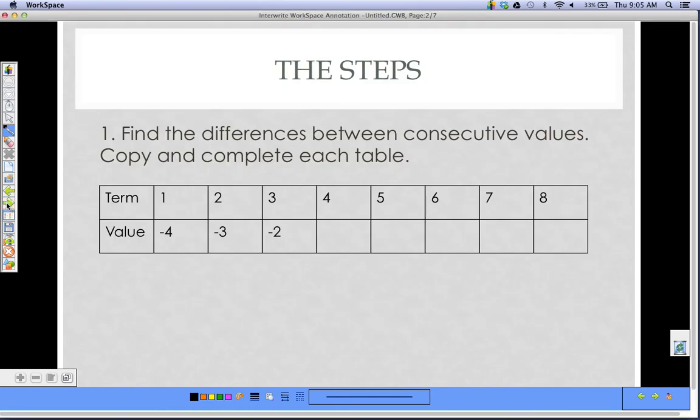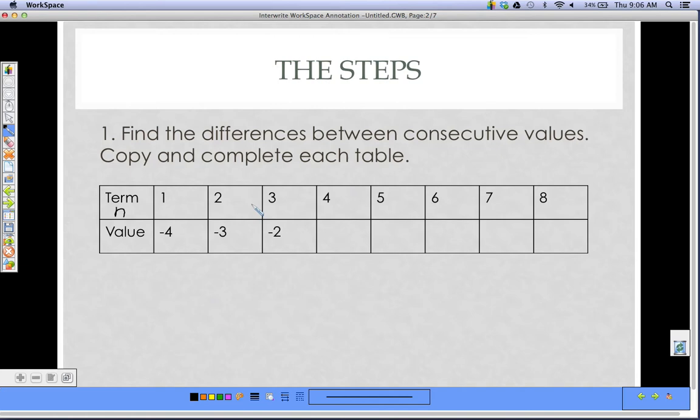So your steps. The first thing is you're going to find the difference between the consecutive values. Then we're going to copy and fill in the table. So we're going to use some reasoning here. The term, which most of the time is referred to as n, will always be given. And what we're really trying to do, our end goal, is to put this into an expression form.